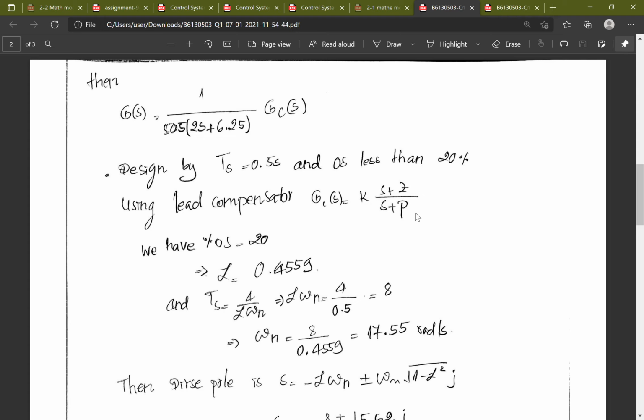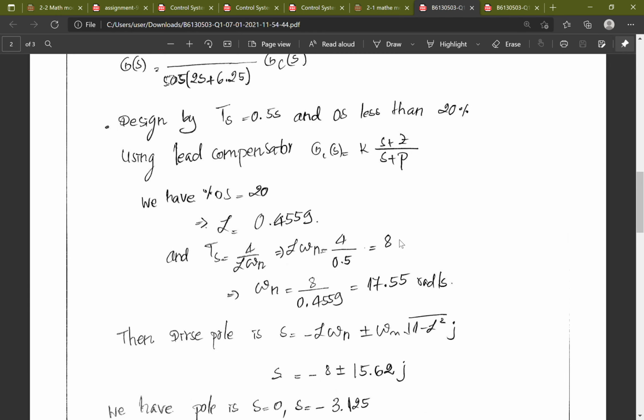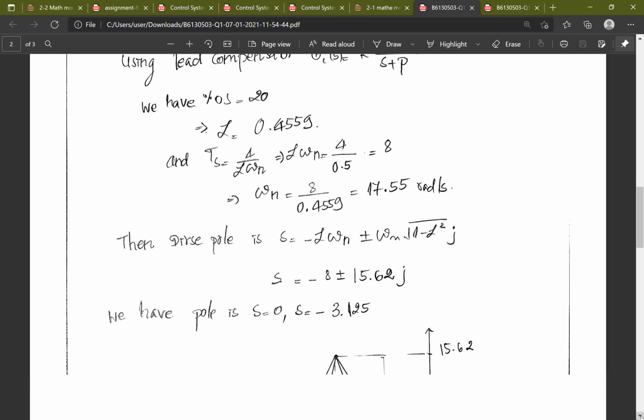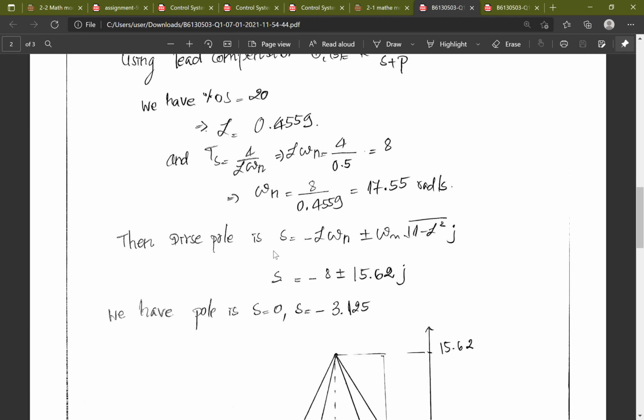We have overshoot of 20%, so from the overshoot we can define the damping ratio, which equals 0.44559. Then we can also obtain omega n from the settling time, which is equal to 17.55 radians per second. Then we can obtain the desired pole from these values, and when we substitute all the variables into the function, we get s equal to the value shown, with a j term.